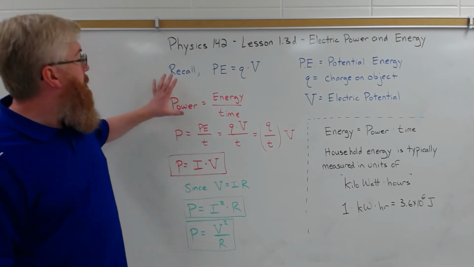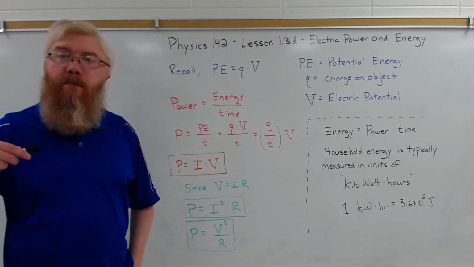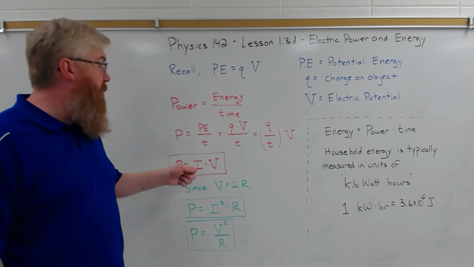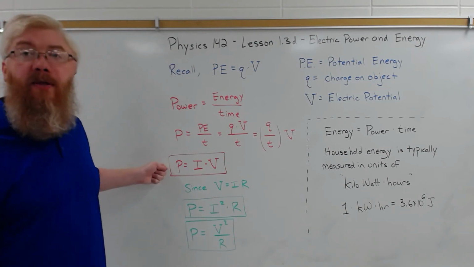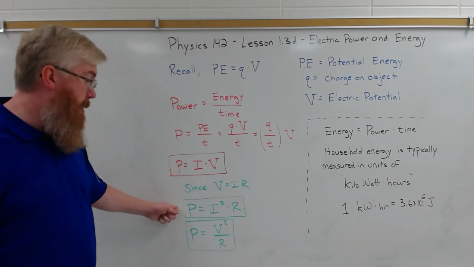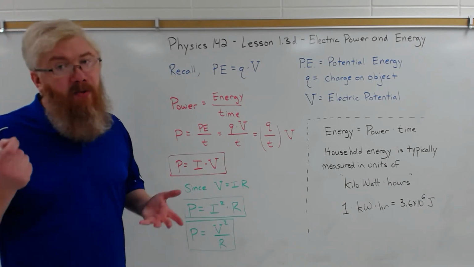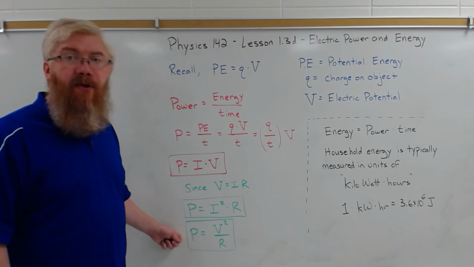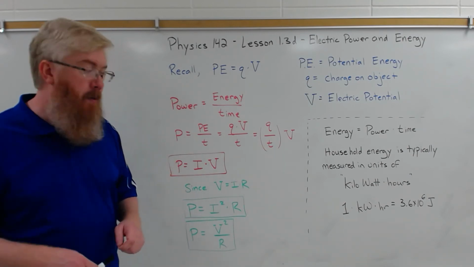So, power, you have three equations here depending on what you know from the circuit. If you know the current and the voltage of the circuit, this is the version you use. If you know the current and the resistance of the circuit element you're looking at, it's the second version of the equation. And if you know the voltage and the resistance, which is usually what you know, it's the third version of this equation. They all give the same value for a circuit element.